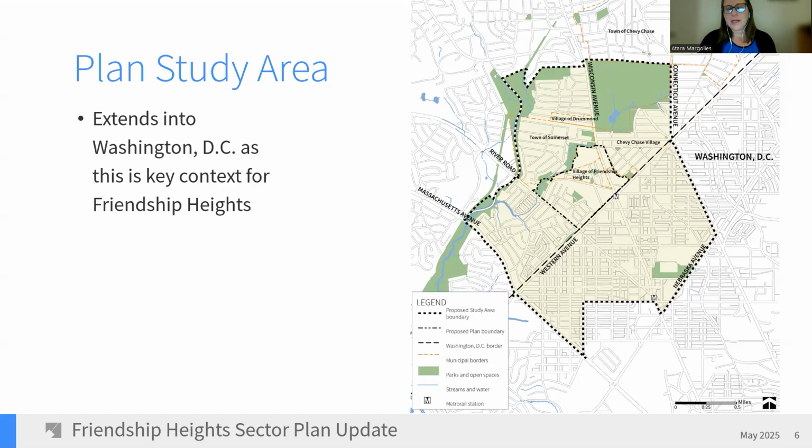Of course, the unique thing about the context in Friendship Heights is that pretty much half of the study area is in DC and half is in Maryland, and we'll talk about that. We also look at data, comparing the data of these two areas to the county as a whole, and sometimes even to DC, because for Friendship Heights, that's pretty relevant.